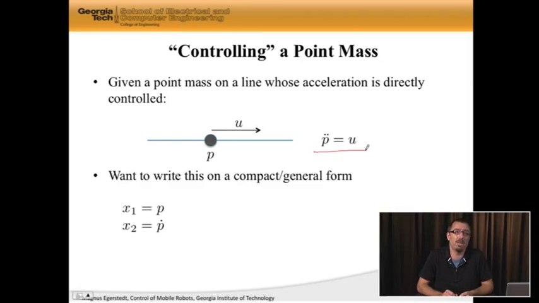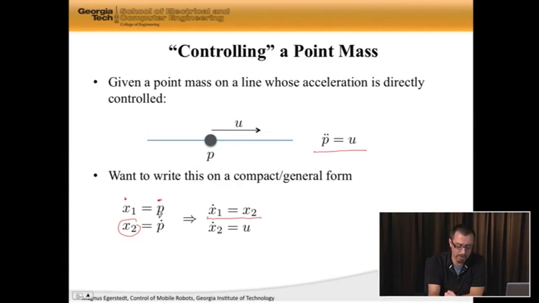So the way to do this is to introduce some new variables. And I'm going to introduce, in this case, two variables. The first one I'm going to call x1 and simply say that that's the position. So x1 is the position of the robot. And then I'm going to say that x2 is the velocity of the robot. And if I do that, I can actually write down the derivatives, the dynamics of these new variables. So x1 dot is equal to p dot, but p dot was equal to x2, so x1 dot is simply equal to x2.